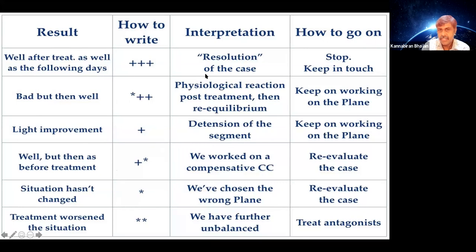And the interpretation is you are on the right direction, you have a physiological reaction, you have detension of the segment, and you worked on a compensative center of coordination. When you have chosen the wrong point, and sometimes it's possible when you're starting to do fascial manipulation, it can create adverse pain or effect, so that the patient doesn't come back to you. So you need to first understand how to work on planes, and always focus on one plane rather than focusing on two planes, which will always keep you safe.